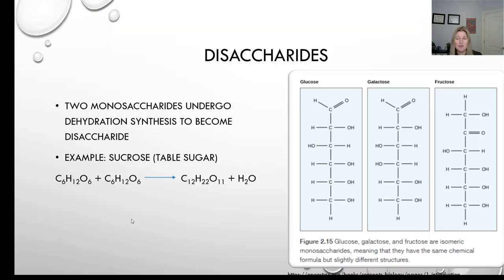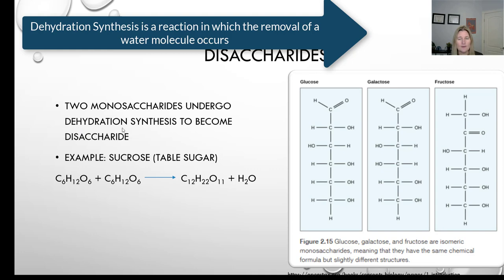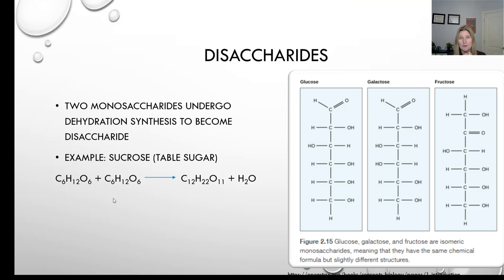Now, if we take 2 of these monosaccharides and put them together with a chemical reaction, they will form a disaccharide. So remember, di means 2, so 2 sugars together. And the way that happens is through a chemical reaction known as dehydration synthesis. So dehydration, that sounds like, well, if you're dehydrated, you don't have enough water, right? So think of dehydration synthesis as removing water to form a bond, okay?